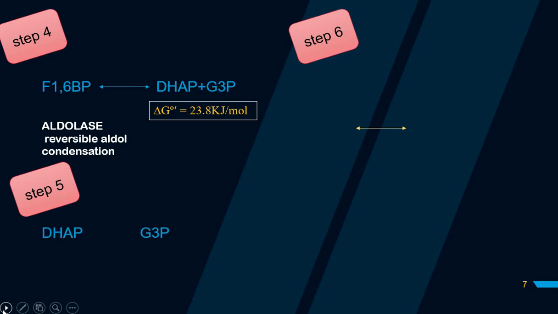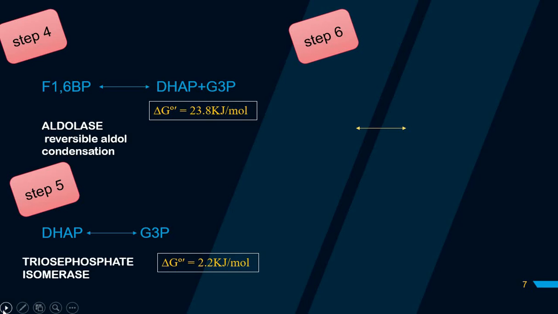Coming to the next, 5th step. This is the last step in the preparatory phase, that is the conversion of DHAP to glyceraldehyde 3-phosphate. Why so? Why do we need it? Since glyceraldehyde 3-phosphate can directly enter into the payoff phase, but DHAP cannot enter as such. So this molecule needs to be converted to glyceraldehyde 3-phosphate. This conversion is guarded by triose phosphate isomerase, and the amount of free energy liberated at this step is 2.2 kilojoule per mole. Next, coming to step 6.